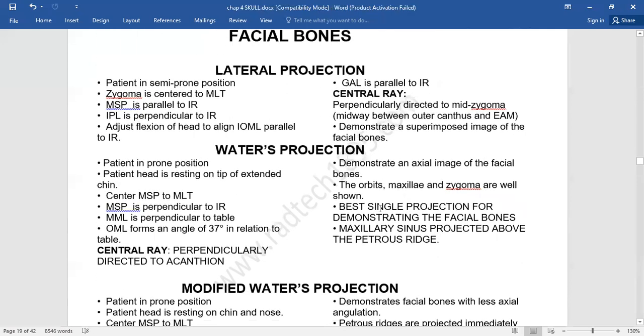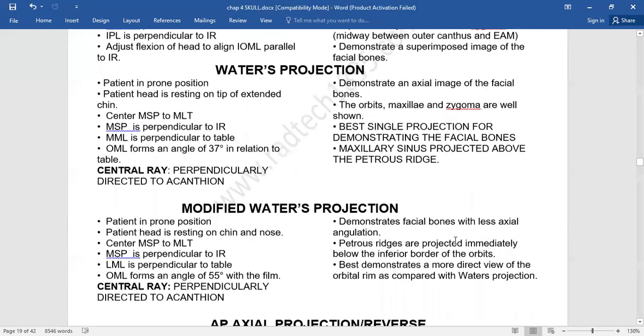Ang Waters, the same pa rin ang posisyon. Yung central ray lang, perpendicular directed to acanthion. Okay, if you can remember, pareho lang yung posisyon described. Yung central ray nagkakaiba and then yung ating best demonstrated structures. It demonstrates an eggshell image of the facial bones, the orbits, maxillae, and zygoma. The Waters projection, as nasabi ko kanina, is the best single projection for demonstrating all the facial bones. And also mentioned earlier, maxillary sinus is seen above the petrous ridge.